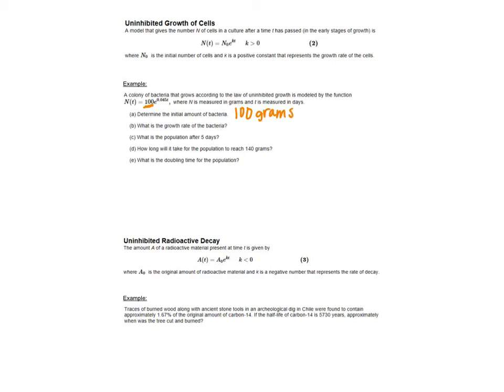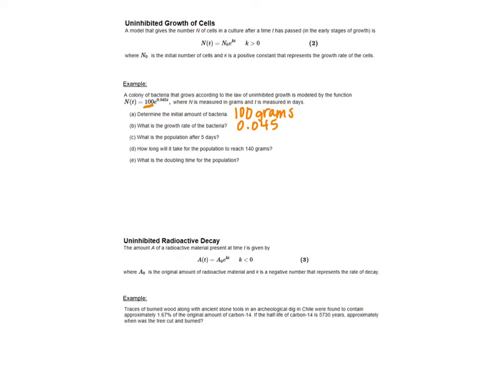Then it says, what is the growth rate? Remember, k is going to represent my growth rate, and it's growth because it's greater than 0. So I could say 0.045. Then it says, what is the population after 5 days?